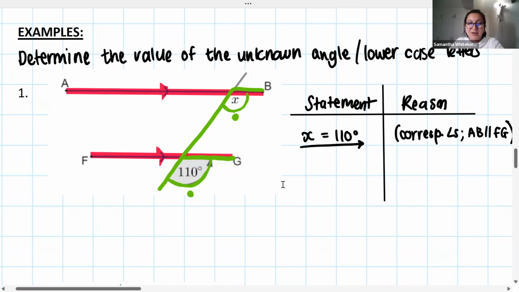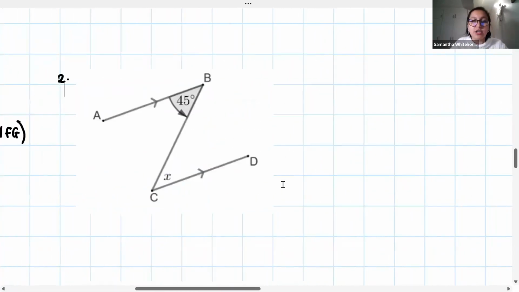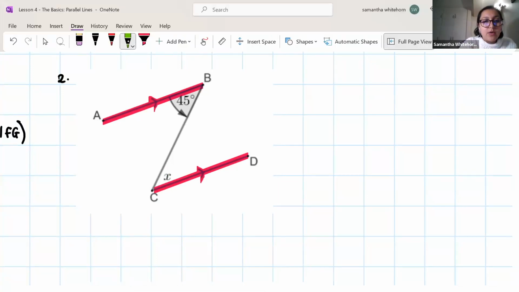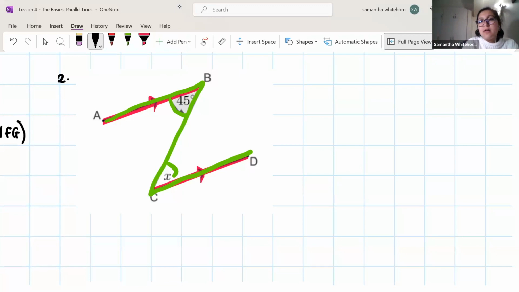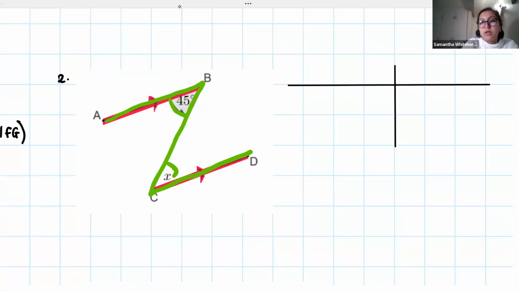Thank you, ma'am. Sure. Okay, guys, so question 2. Again, what we do is we identify our parallel lines. AB is parallel to CD. I've got the arrows on there. I know that that's a true statement. Then I go and have a look at where my unknown is. Here's X, and I can see that I've been given an angle of 45. So based on the position of my angles, I can identify that Z shape. And so what it means is that X and 45 are alternate angles. And what that means is that they're equal to each other.